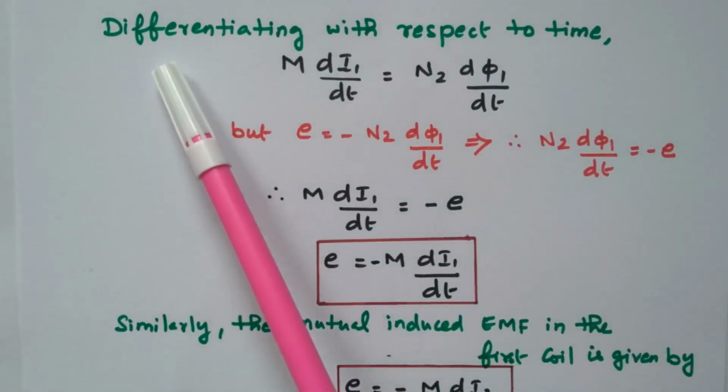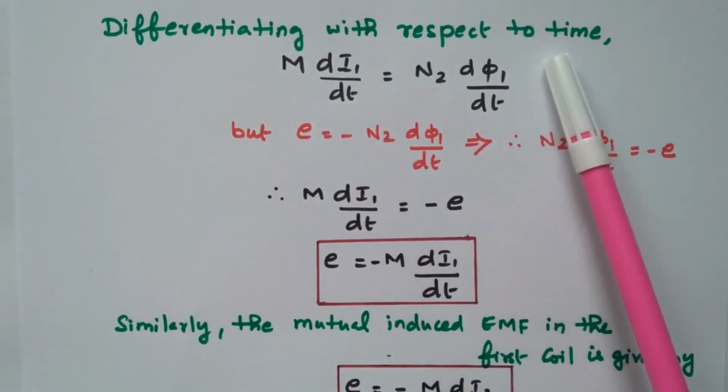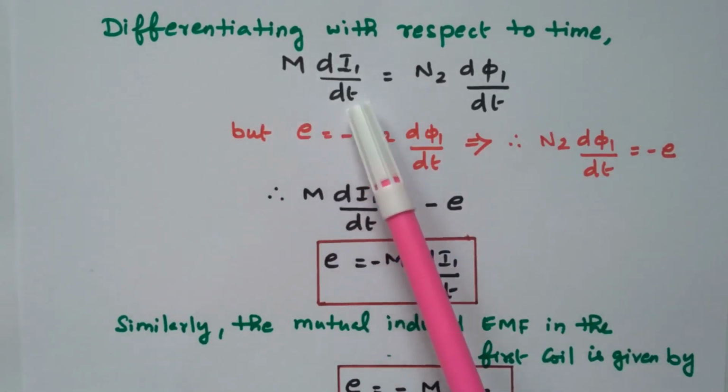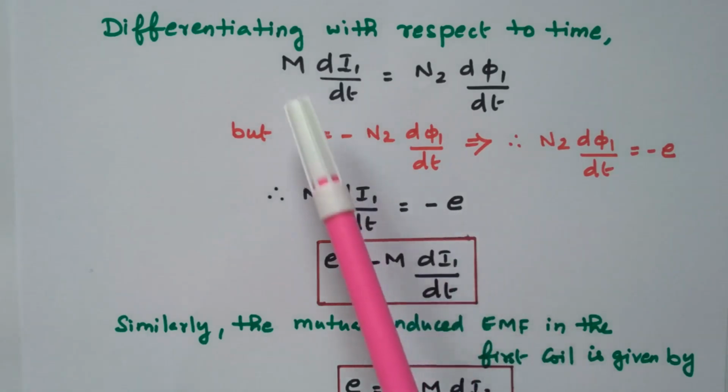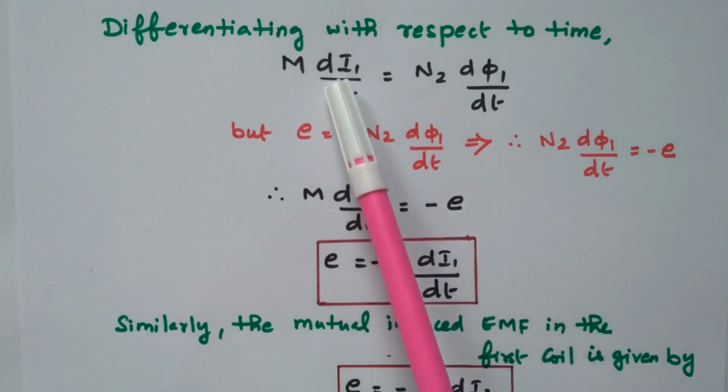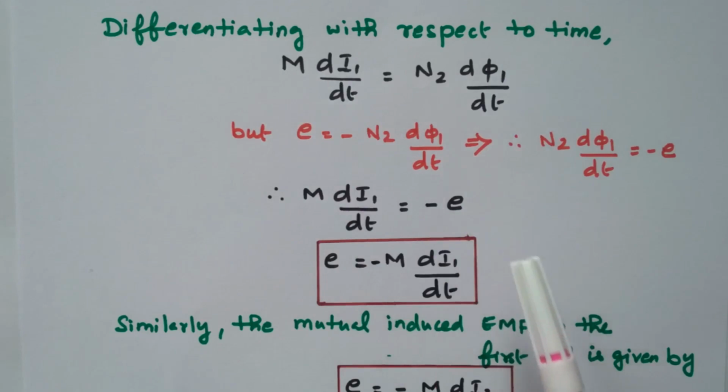Now differentiate the above expression with respect to time. So M di1 by dt equals N2 dφ1 by dt. M is constant, so it is i that is differentiated, and here φ is differentiated.